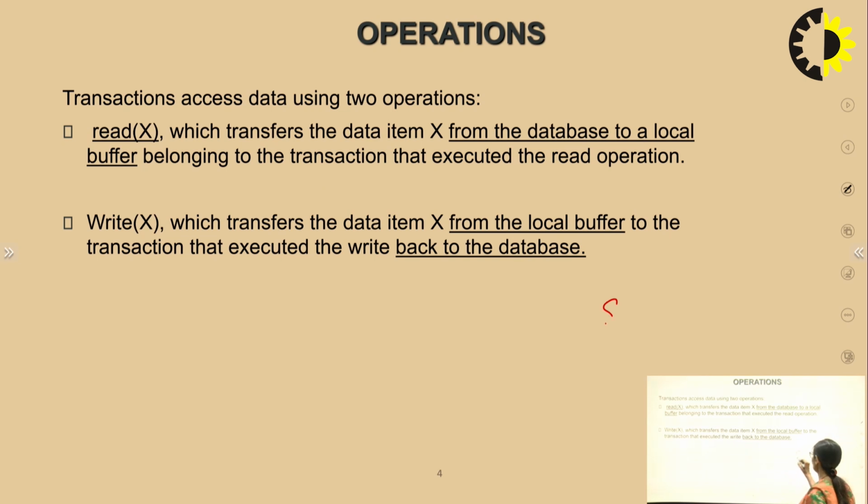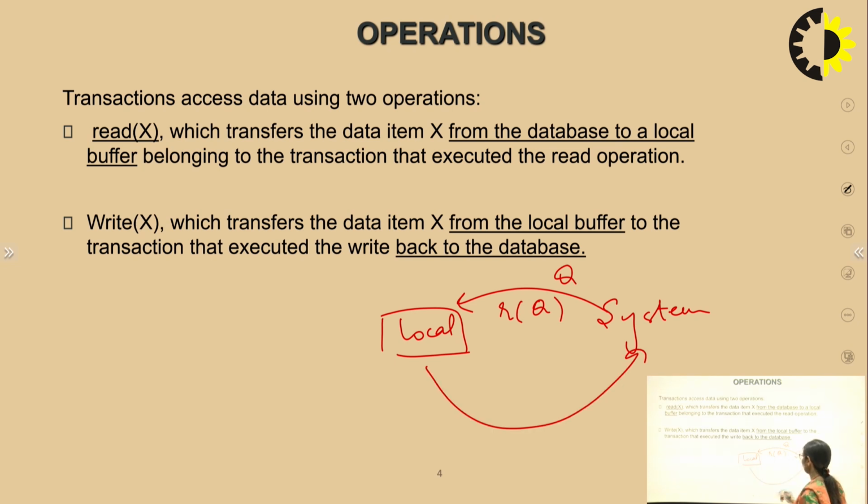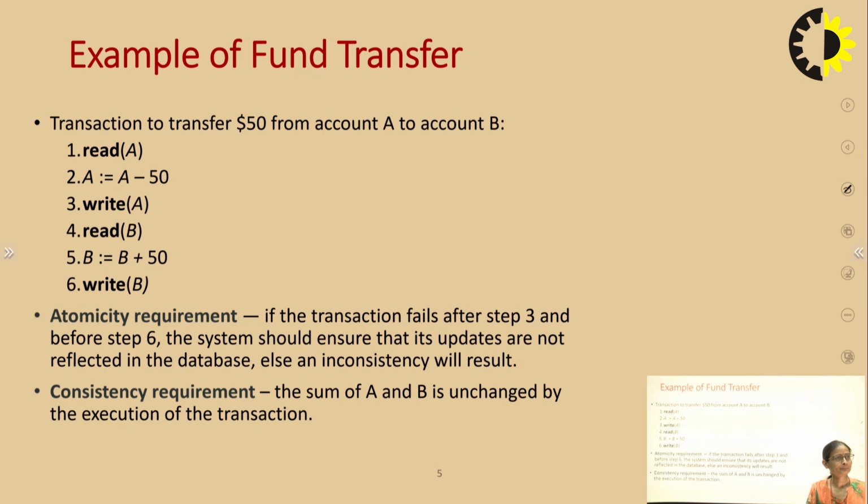That is, here we have the system, that is your DBMS, and here we have the local. So what this implies is, once you transfer the data item Q from the system to local, we say we are working on it. But once you make the updates, we say that we are doing the write operation. That is, we are updating. And how do the updates need to be done? No doubt the data should be in your local memory. Once the update is done, it should be written back to the system, that is your DBMS.